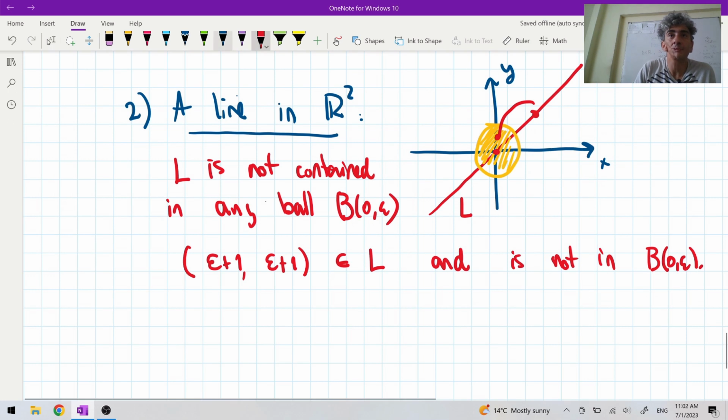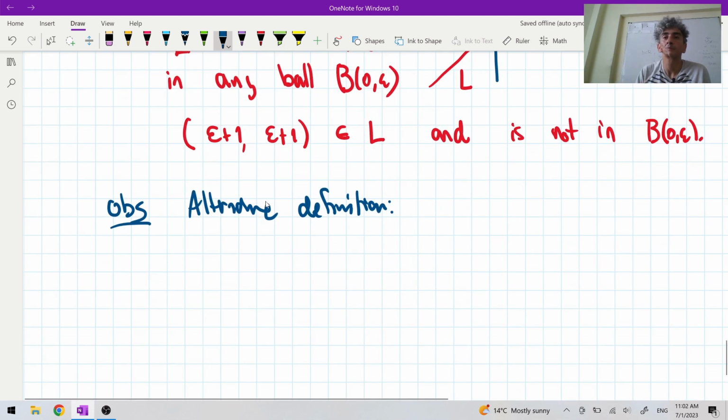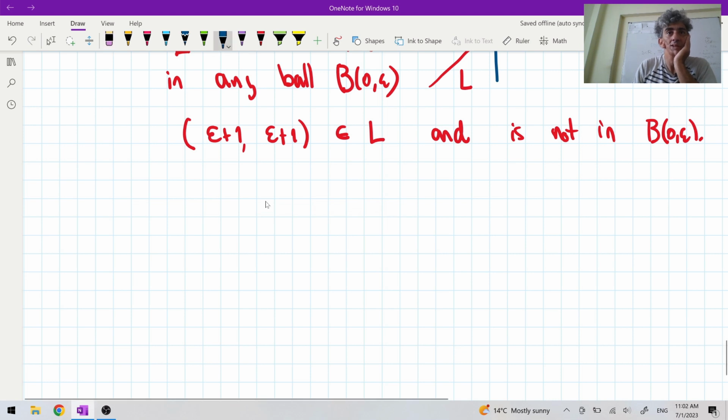Observation, alternative definition. We're happy with this. So let's talk about a third thing.